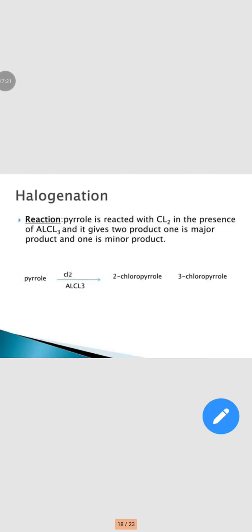The next one is halogenation. Pyrrole is reacted with chlorine, Cl2, in the presence of aluminum trichloride, AlCl3, and it gives two products, one major and another minor. First one is 2-chloropyrrole, then second one is 3-chloropyrrole. The major product is 2-chloropyrrole, and the minor product is 3-chloropyrrole.